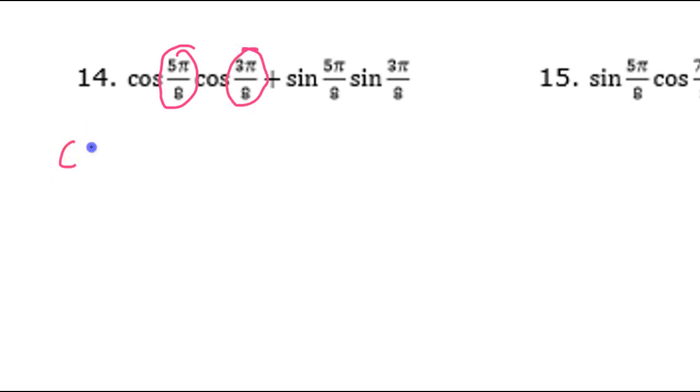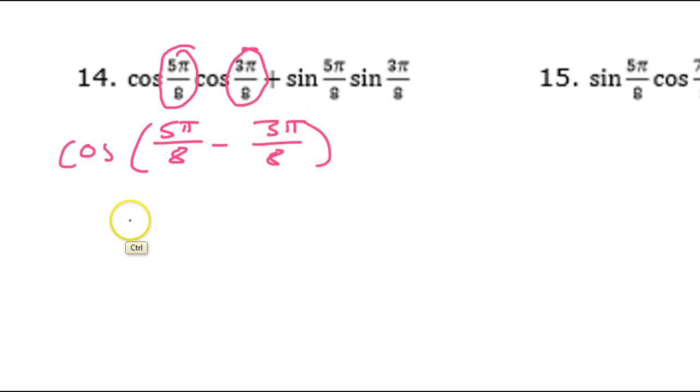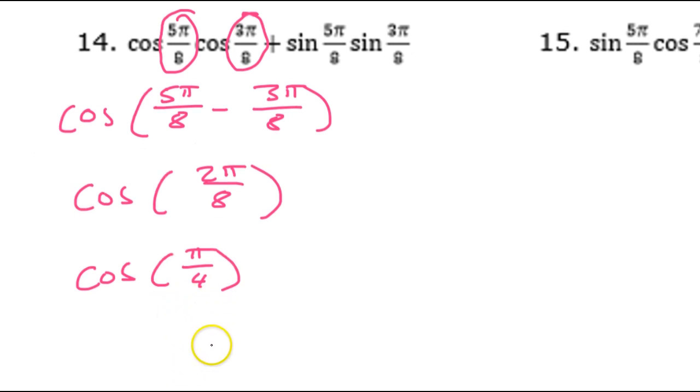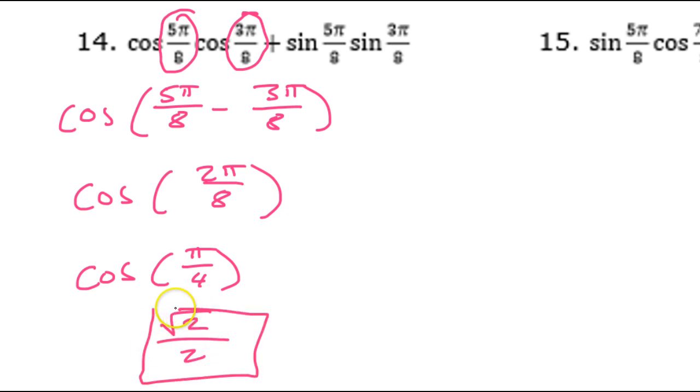So we need to rethink this as the cosine of 5 pi over 8 minus 3 pi over 8. So that's going to be the same thing as the cosine of 2 pi over 8, which reduces down to the cosine of pi over 4. And we know that the value of cosine of pi over 4 is radical 2 over 2. That's one of the facts that we memorized a long time ago.